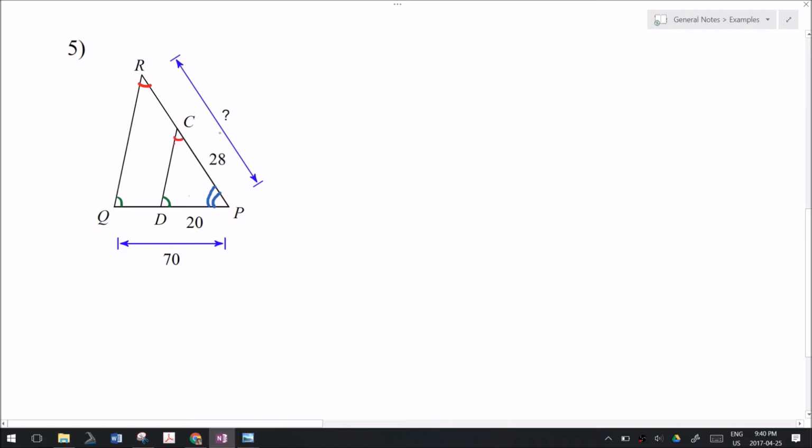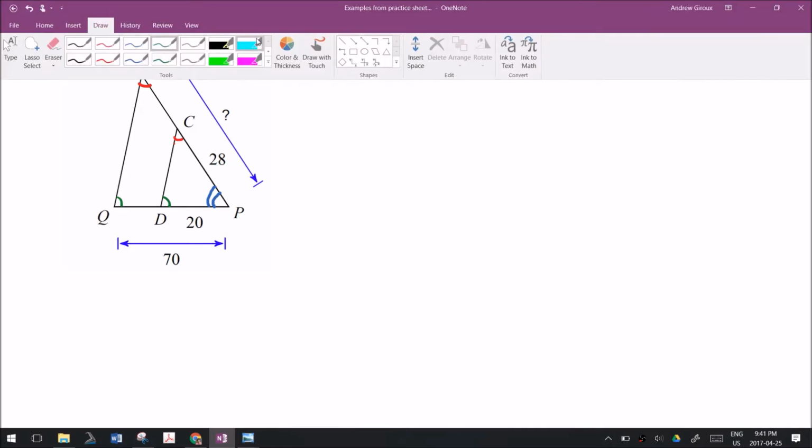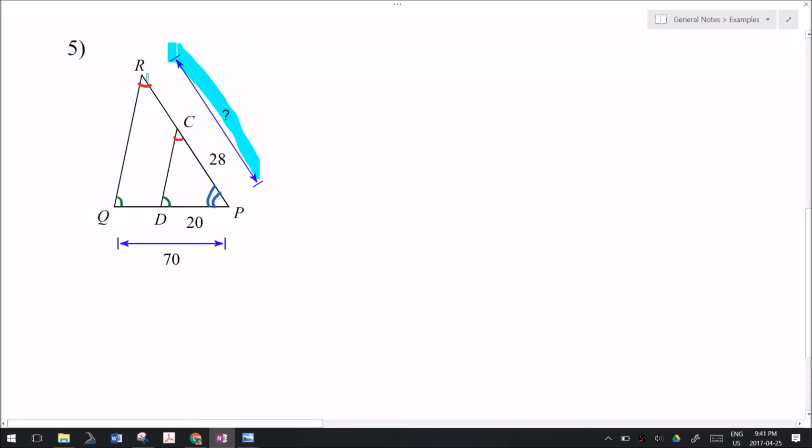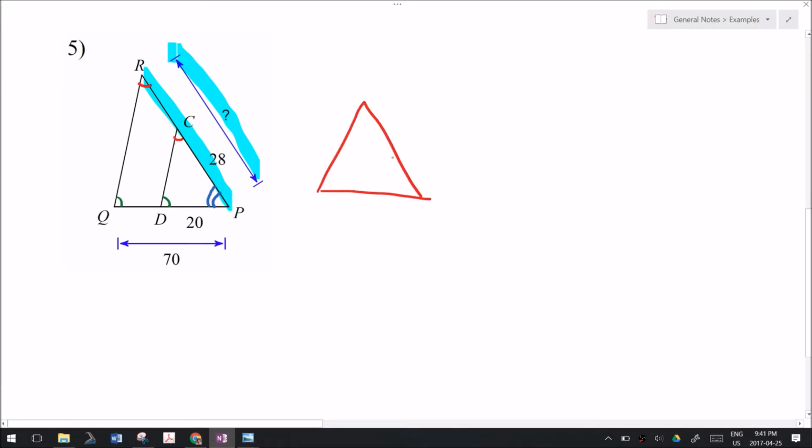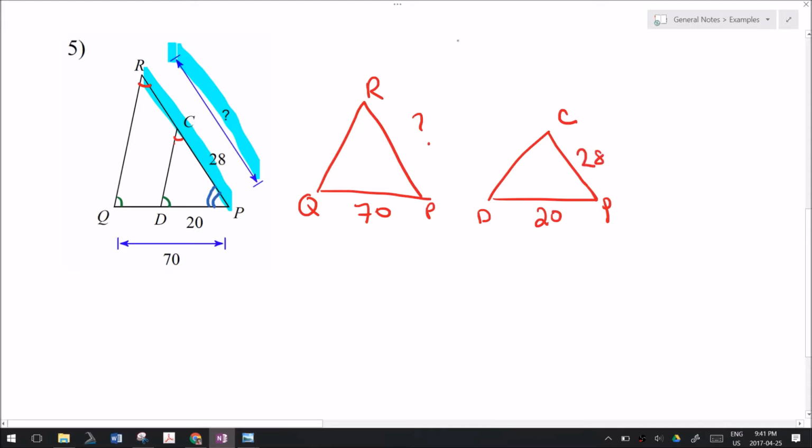So what that means is, if we want to find our unknown side, the side that we're trying to find is the length of this big side over here. So really here what we have are two triangles. We have our big triangle, which is QRP, and that has our missing side and a side length of 70, which we got from the bottom. Then we have our small triangle, DCP, and that has side lengths of 20 and 28. And so we already know what our corresponding sides are. I know that this side corresponds to this side, and on the bottom, this side corresponds to this side.